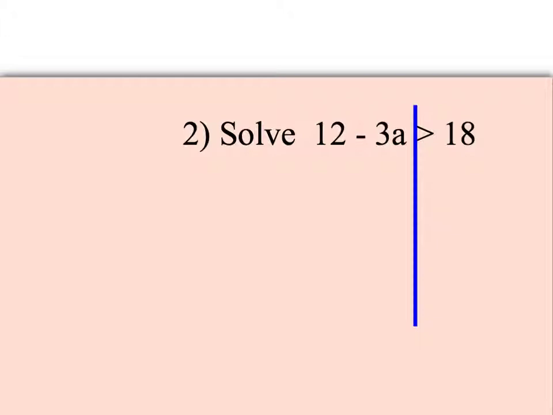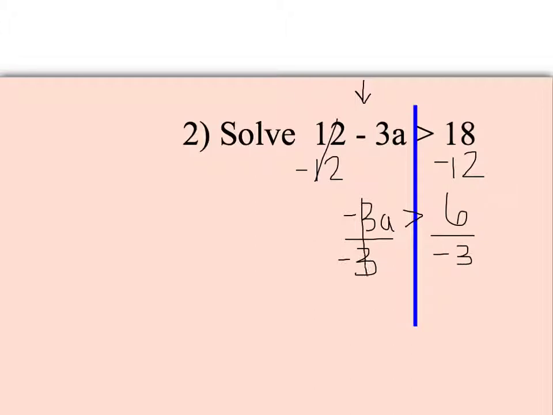Alright, let's try example 2. I want to start on the side that a is on, which is the left side. I want to get everything away from a, so I'm going to subtract 12 from both sides. 12 minus 12 is 0, so I'm left with negative 3a is greater than 6. Then to get a alone, I'm going to divide by negative 3.